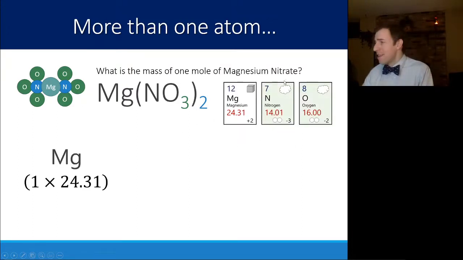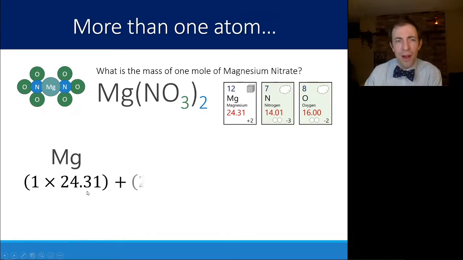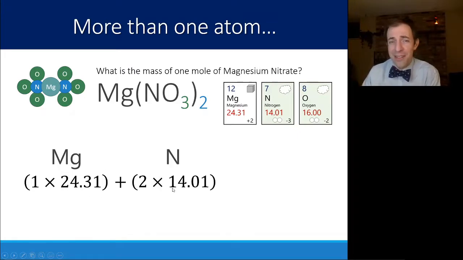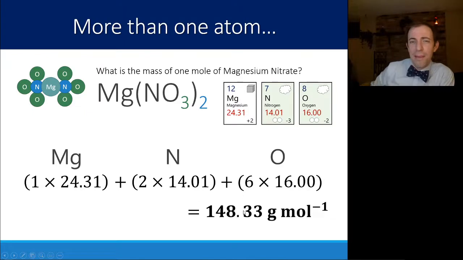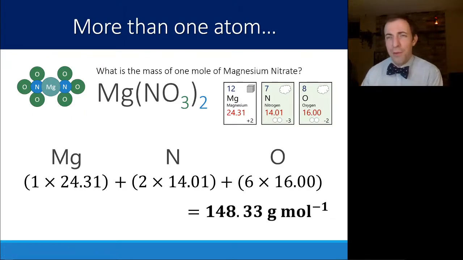So if you are given these parts of the periodic table to find the molar mass of each of these individual atoms, to find the total molar mass, you're just going to add them up. So you got 1 magnesium at 24.31, you've got 2 nitrogens at 14.01, and you've got 6 oxygens at 16.00. You add them all together, and you should end up with about 148.33 grams for every mole of magnesium nitrate.